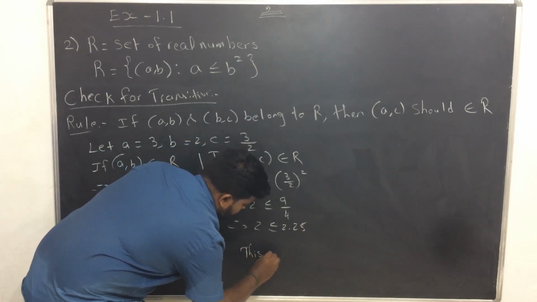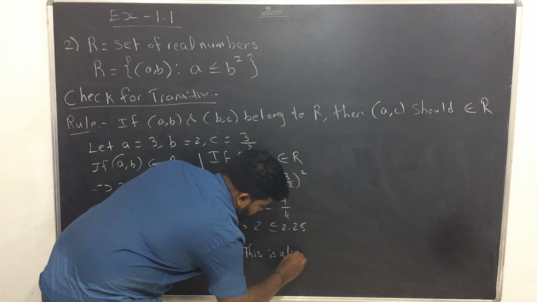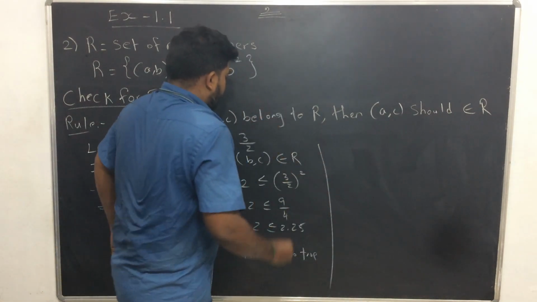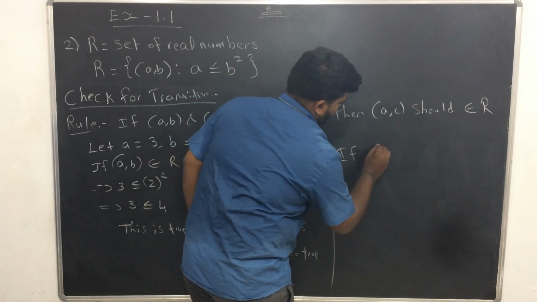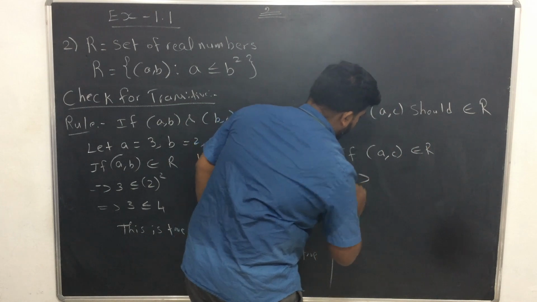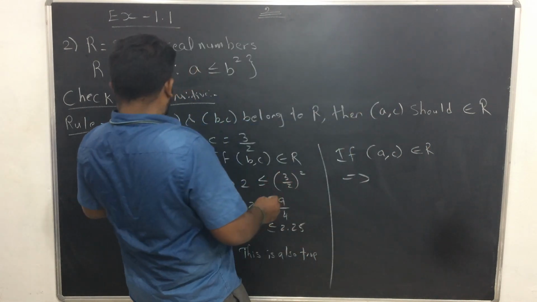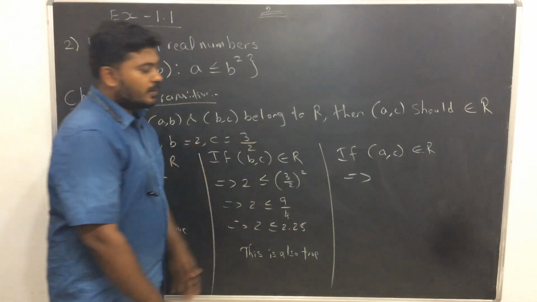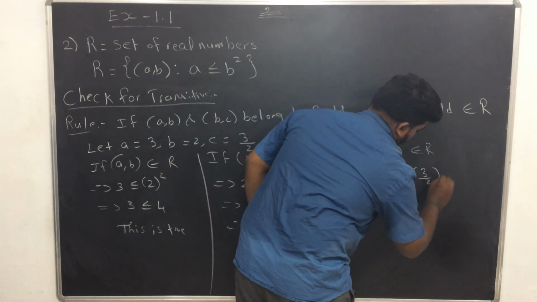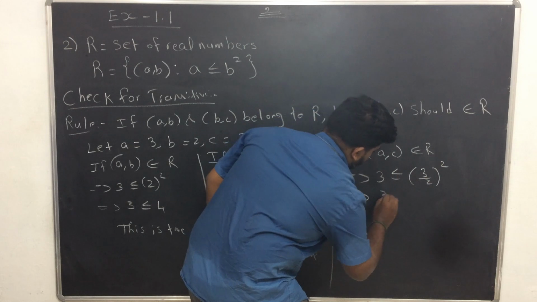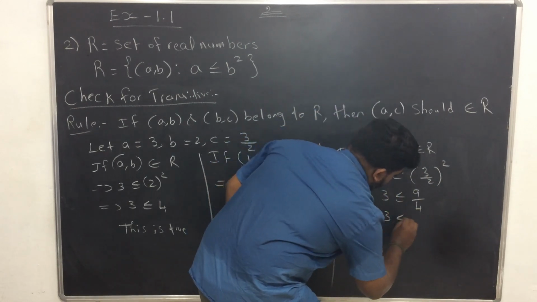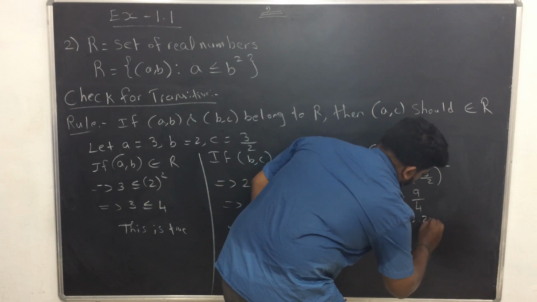This is also true. Right. Now, if A comma C belongs to R, then it implies that 3 is less than or equal to (3 by 2) the whole square, which implies 3 is less than or equal to 9 by 4, which implies 3 is less than or equal to 2.25.